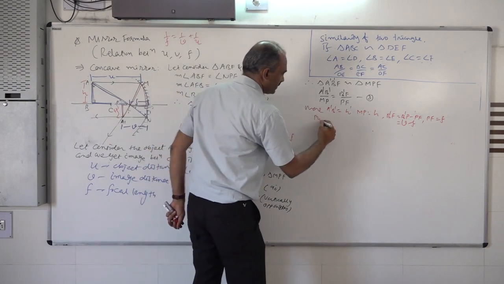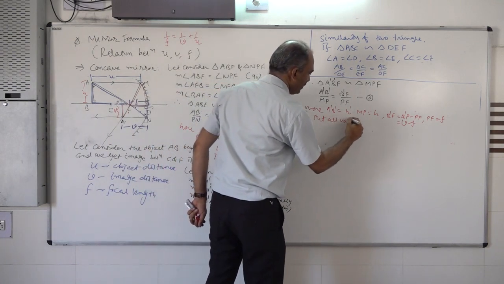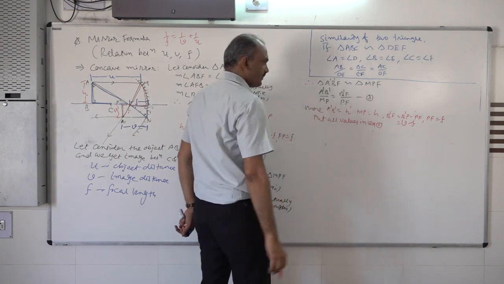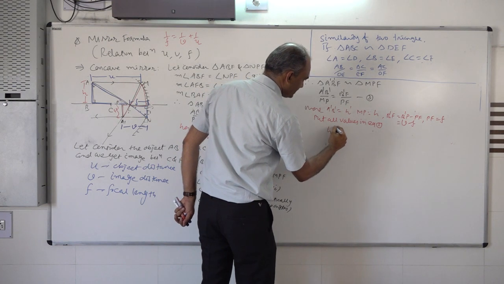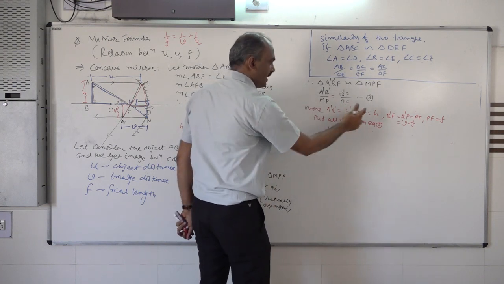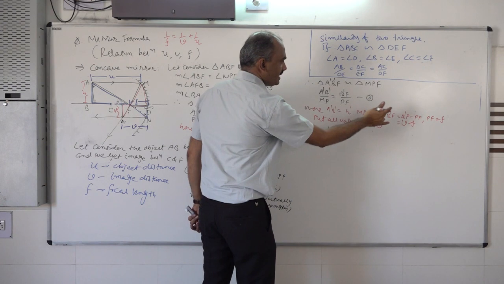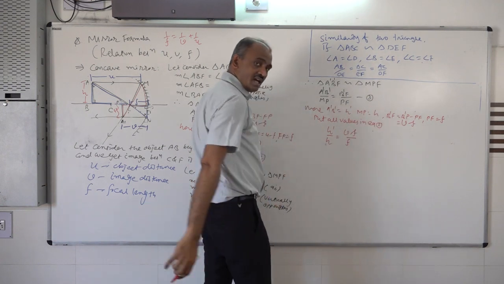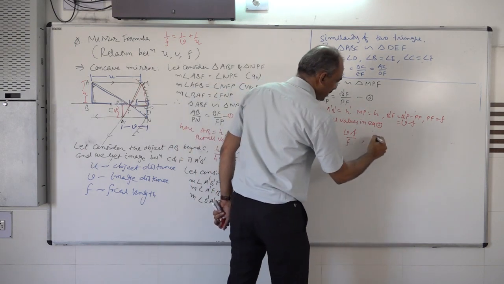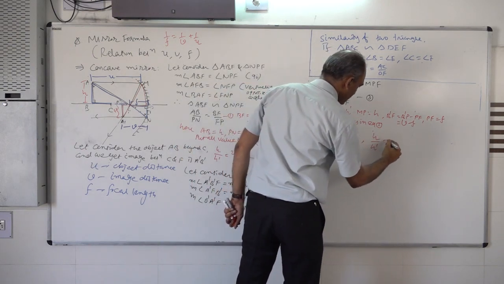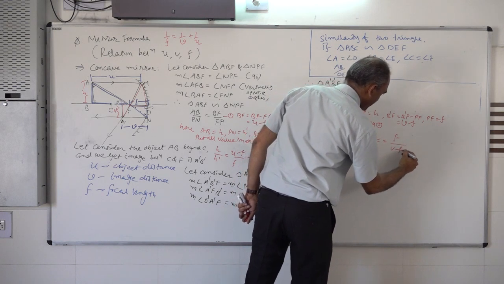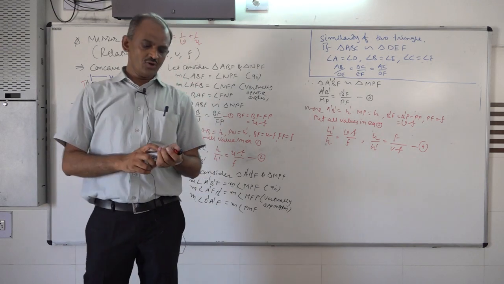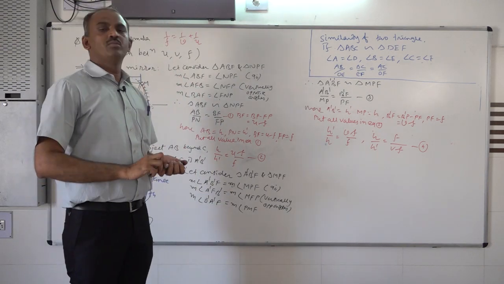Put all values in equation number 3. तो यहाँ पे क्या मिलेगा? A dash B dash is nothing but H dash upon MP is nothing but H, B dash F is nothing but V minus F and PF is nothing but F. अब इनको हम उल्टा लिखते हैं तो क्या होगा? H upon H dash is equal to F upon V minus F. This is our equation number 4. ये जो हमें इक्वेशन मिला वो इक्वेशन नंबर 4 हो गया.